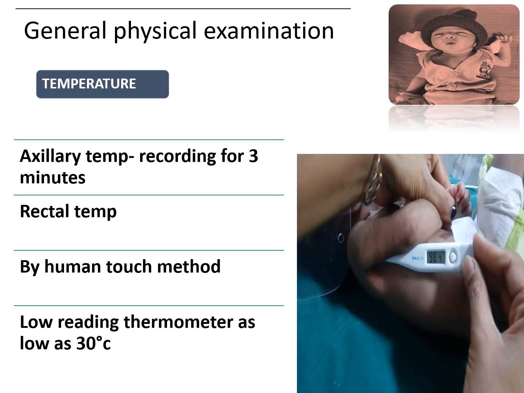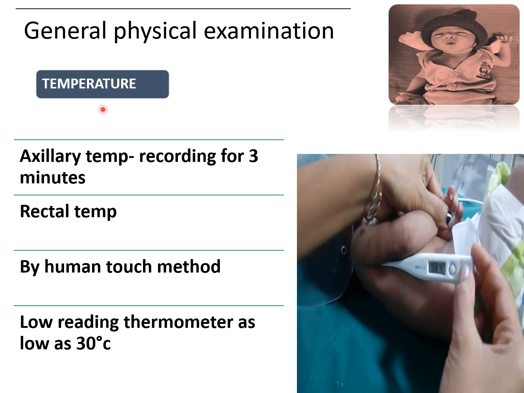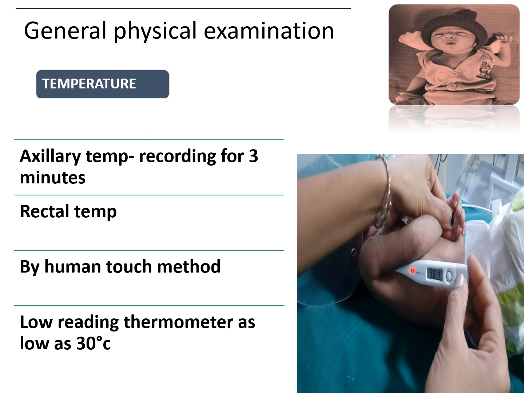Then temperature. Temperature can be taken by an electronic or digital thermometer. Here we are using a digital thermometer. We can take the axillary or rectal temperature, or by palpation also. We have to keep the thermometer for 3 minutes, and for the axillary temperature, the tip of the thermometer bulb should be in the armpit and the arm should be snug with the chest, and we have to keep it for 3 minutes and then read the reading.